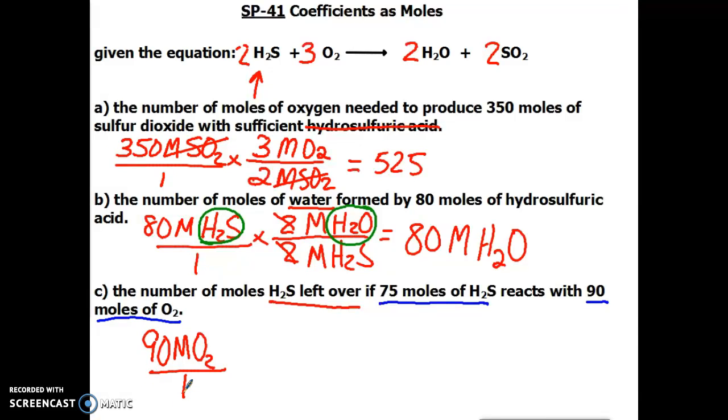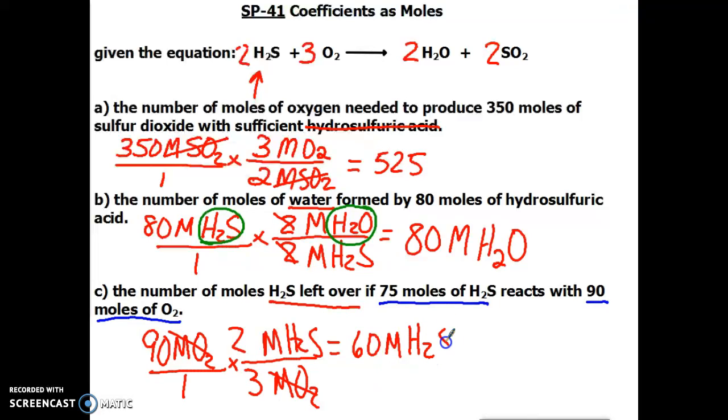All right, at this point, I know I have to put moles of O2 on bottom. And what I'm going to do is I'm going to put moles of H2S on top. Because what I'm going to figure out is how much H2S I should have used and subtract it from the amount that I did use. So moles of H2S go on top. All right, H2S should be 2. Moles of O2 are 3. Moles of O2 cross off. And I have 2 times 90, which is 180. 180 divided by 3 comes out to 60 moles of H2S.